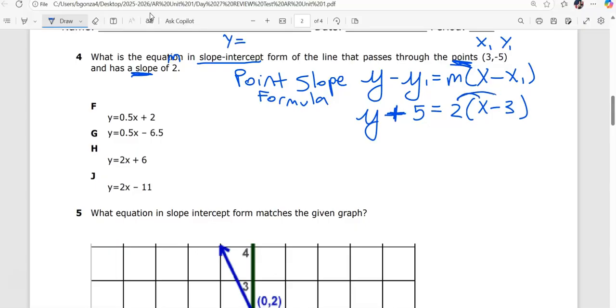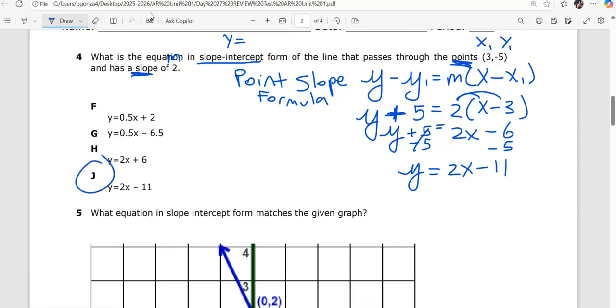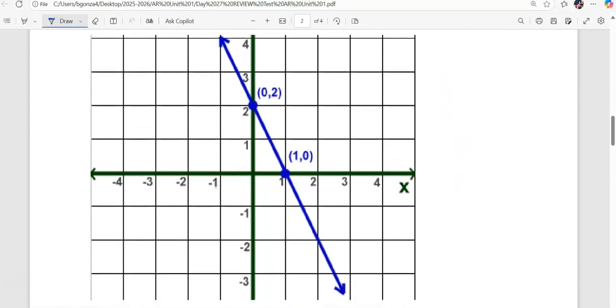So our first step is to distribute. 2 times x is 2x. 2 times negative 3 is negative 6. Bring down y plus 5. And then get rid of the lone positive 5 by subtracting 5 on both sides. And you get 2x. Negative 6 minus 5 is negative 11. That should be J. Okay.